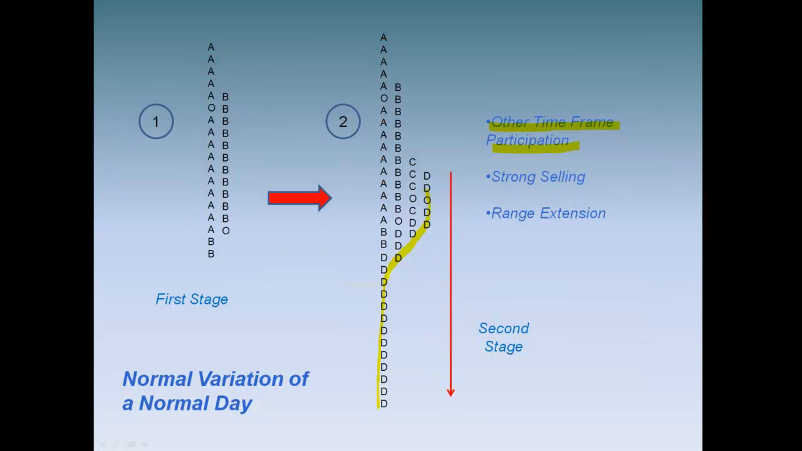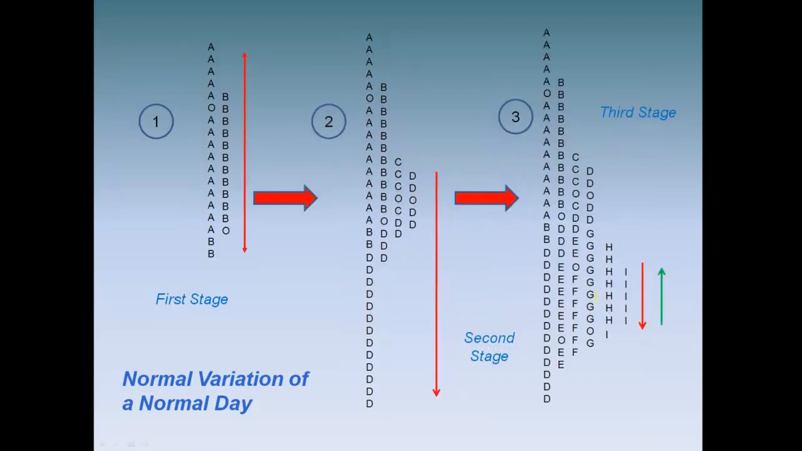And when that occurs, all of a sudden, it pushes prices down, and we get strong selling, and then we get a range extension. So this becomes the second stage of our normal variation of the normal day. And then what happens in the third stage is we begin to distribute in a lower range. So if you notice here now, the market starts to distribute in this area, up and down, up and down. Once again, we don't continue on because it's not a directional day. This is in fact just a normal variation of a normal day.